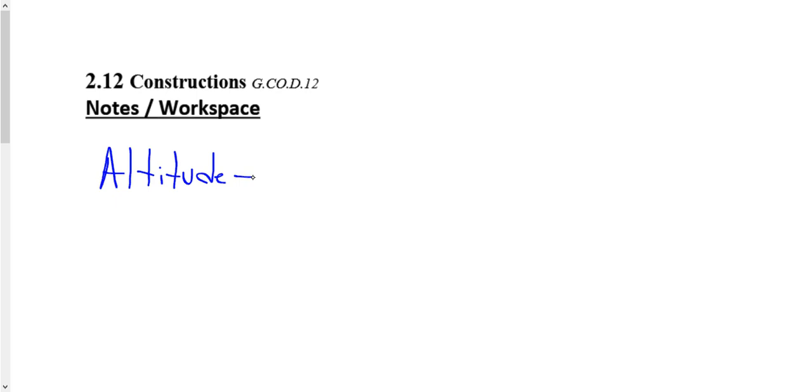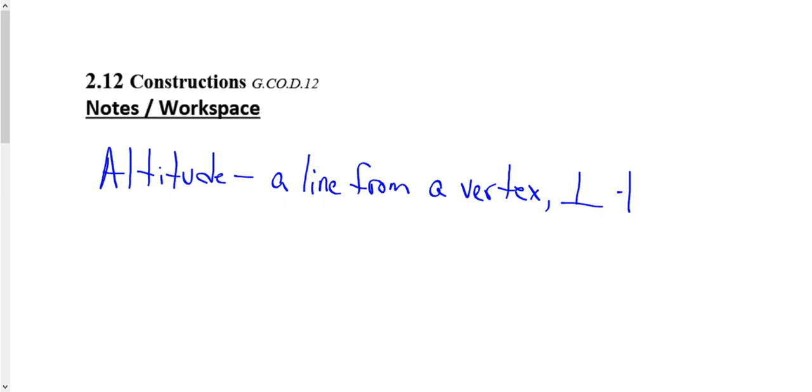Altitude is just a line, so like in a triangle or a trapezoid or something. It's a line from a vertex perpendicular to the opposite side. Okay? It's a line from a vertex perpendicular to the other side.